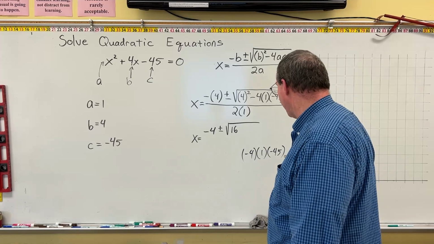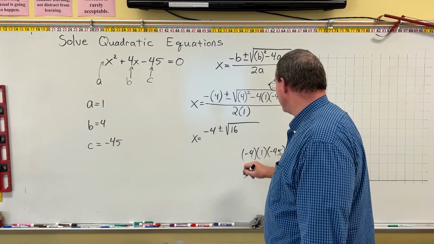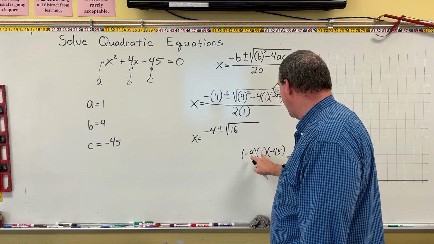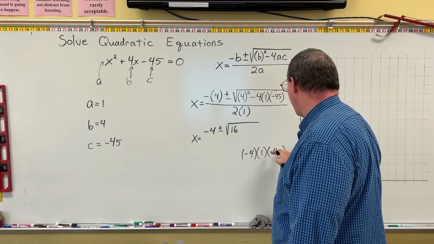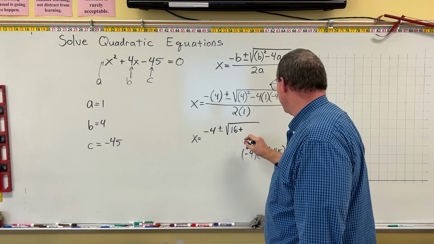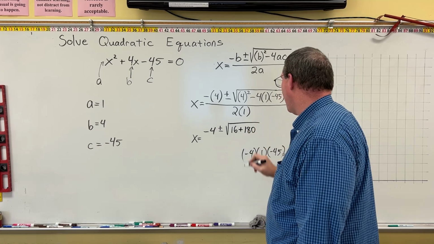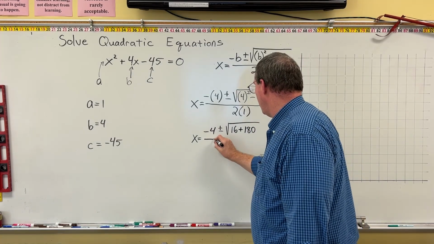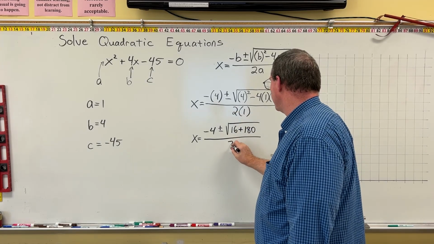You may need to put it in a calculator. So this whole thing is 180, but it's positive because we have a negative times a positive, which is negative. Then a negative times a negative is a positive. So it winds up being plus 180. Okay? And now it's going to be all over, and then 2 times 1 is just 2.